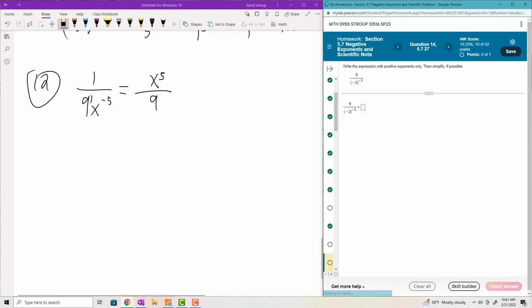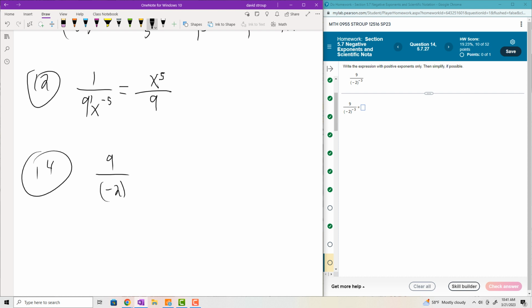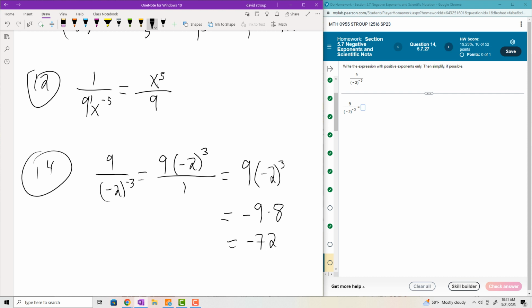This is just moving up and down, so it'd be y over x to the fifth. We've got the negative base issue again, so 9 all over negative 2 to the negative 3. So you're going to move the negative 2 to the negative 3 up, change the sign of the exponent, it'll be over 1, but you don't need the 1, right? So it's really just 9 times negative 2 cubed, that will end up being negative because you're raising a negative to an odd power. So positive times negative is negative. 2 cubed is 8, and so you get negative 72.